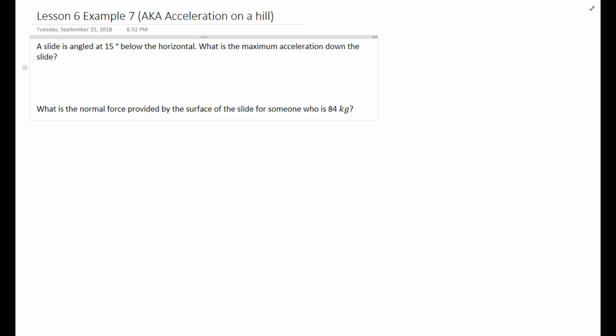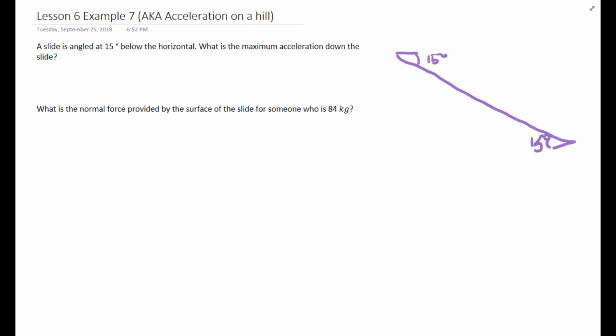All right, we have a slide angled 15 degrees below the horizontal. We want to know what is the maximum acceleration down the hill. When I draw this picture, I'm going to draw my angles very exaggerated so that you can see what I'm doing. So if my angle is here, that's 15 degrees below the horizontal. Because of geometry and alternate interior angles, this one down here is also 15 degrees.